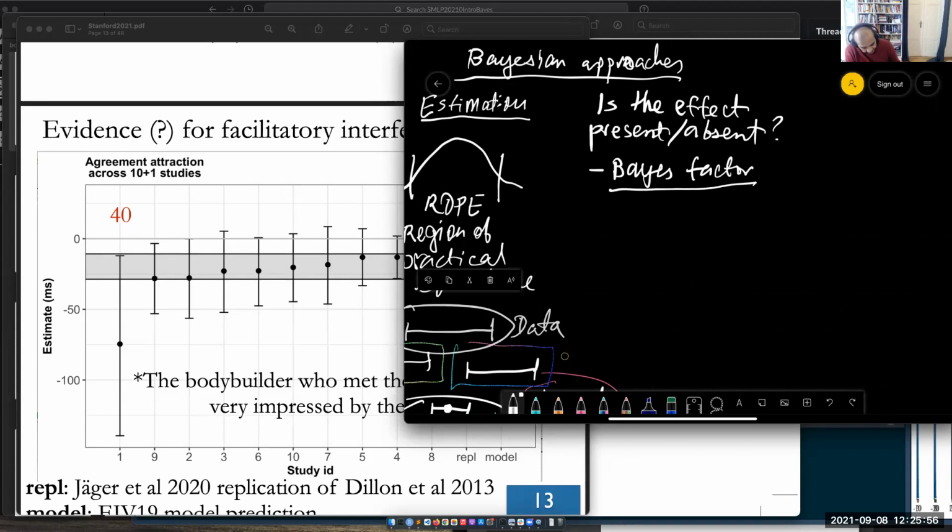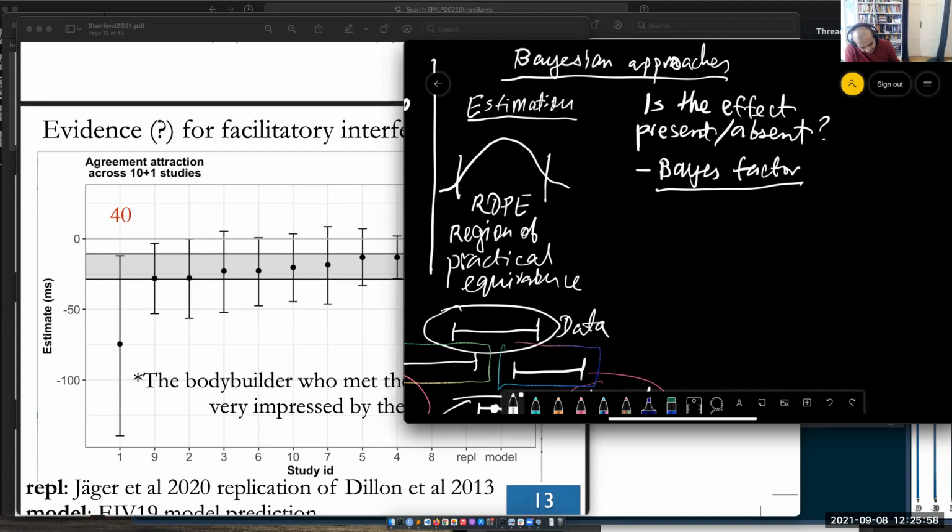Another way to look for evidence is to use something like k-fold cross-validation. What you can do is set up two alternative models and fit each of those models on a subset of the data, then check the prediction of the model for the remaining data and compare the distance between the prediction and the actual held-out data, right?